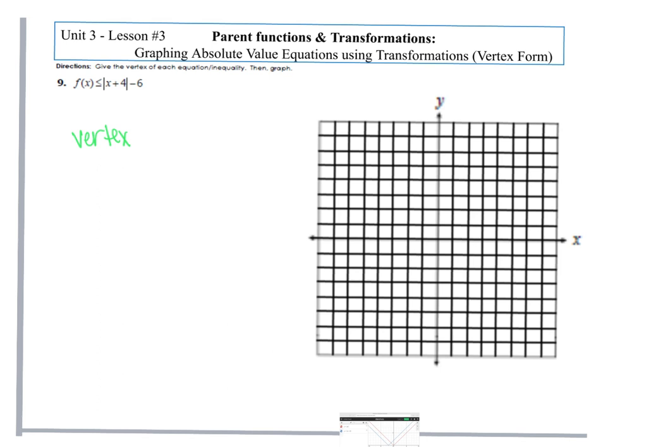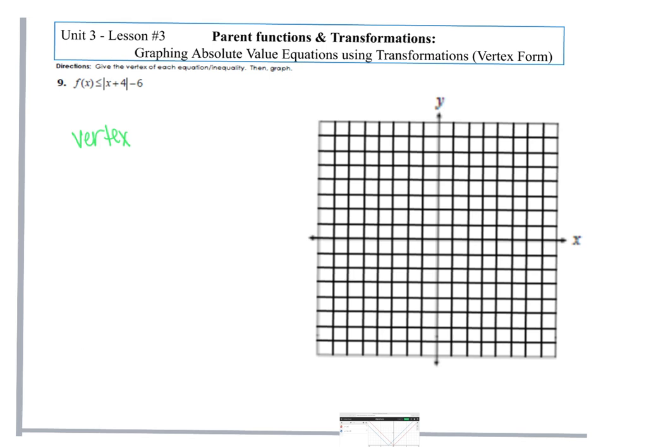Okay, on number 9, I'm going to skip to this one. I think I've tortured you guys enough with piecewise functions. We're going to see how we can still use our vertex and transformation rules when it comes to using absolute value inequalities. That's where we have our dotted and our solid lines and our shading above or below. But using the vertex form works in the same manner.